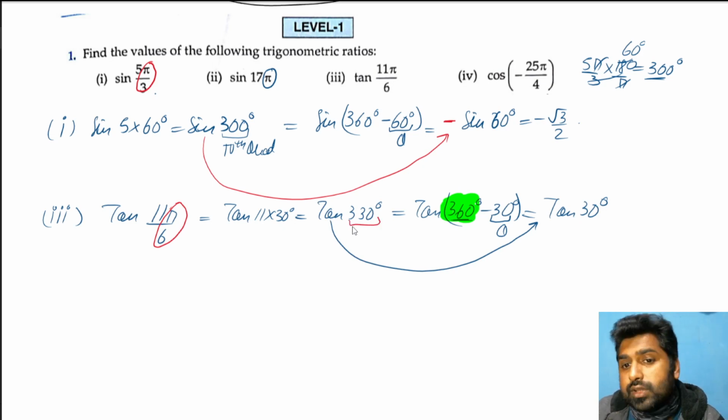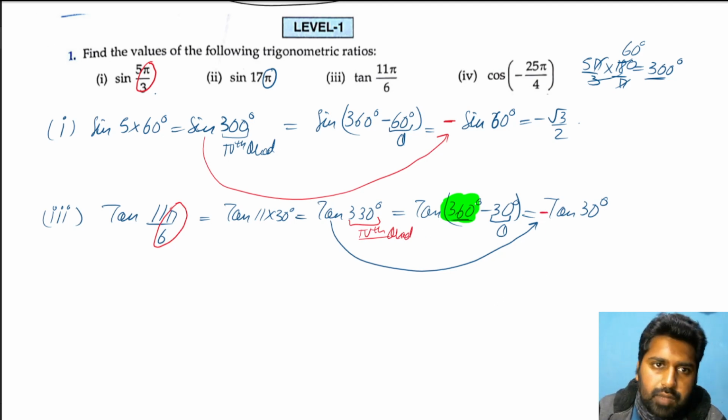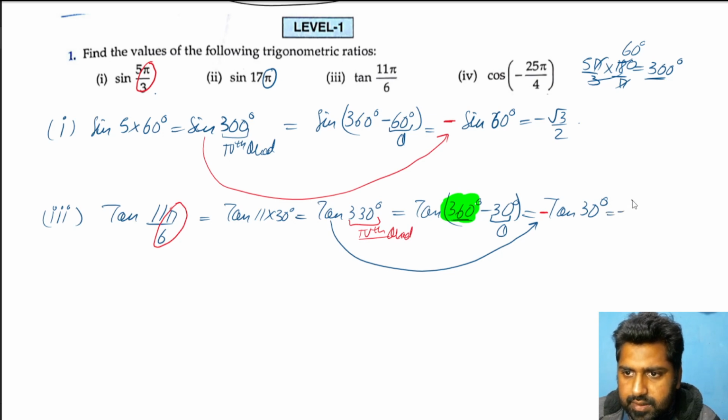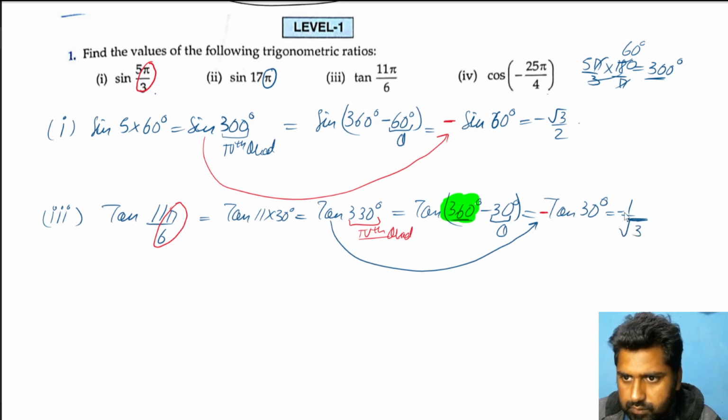330 again, more than 270 degree, less than 360. That's your fourth quadrant. Or you can decide by here also. 360 minus theta was also fourth quadrant. So fourth quadrant. In fourth quadrant, which is positive? After school to college. C. Cos is positive. Everything else is negative. Minus tan 30. That means minus 1 by root 3. Okay. Minus 1 by root 3.